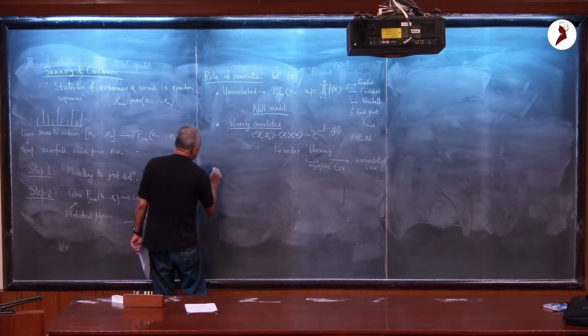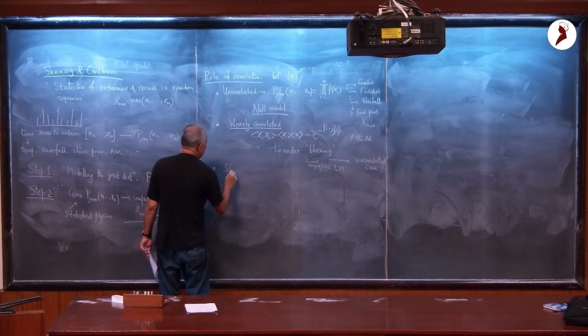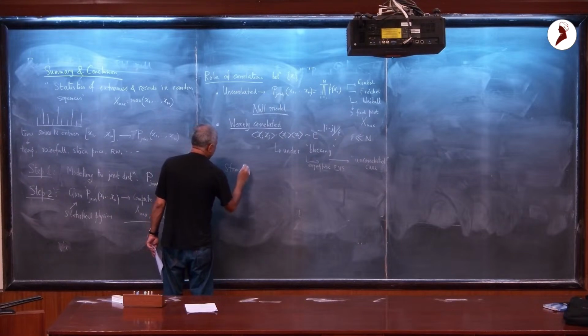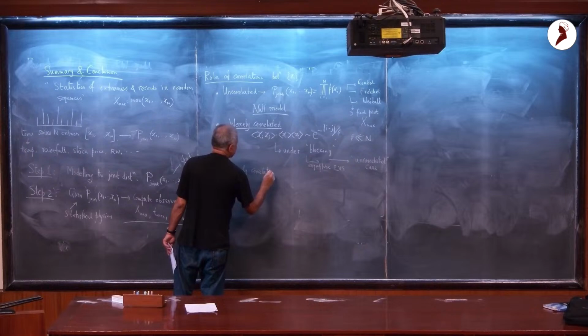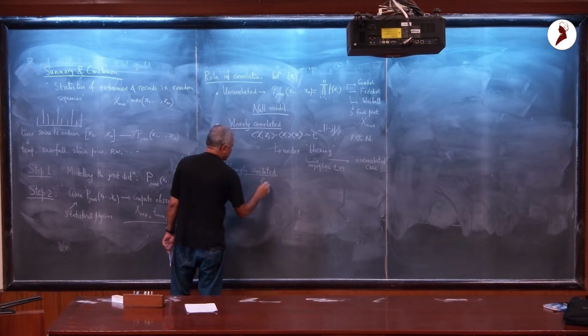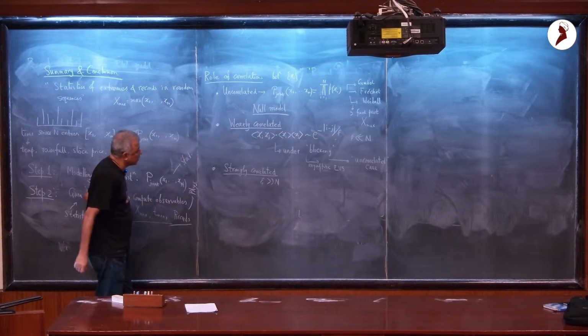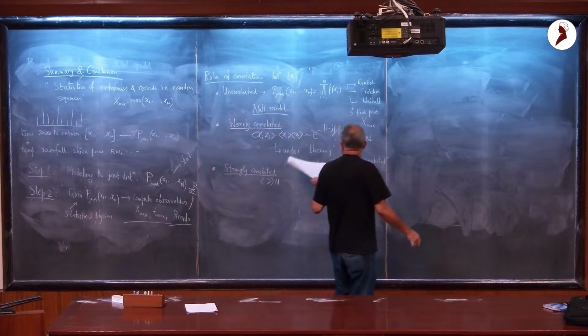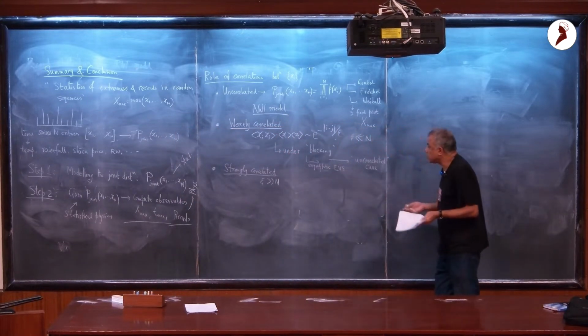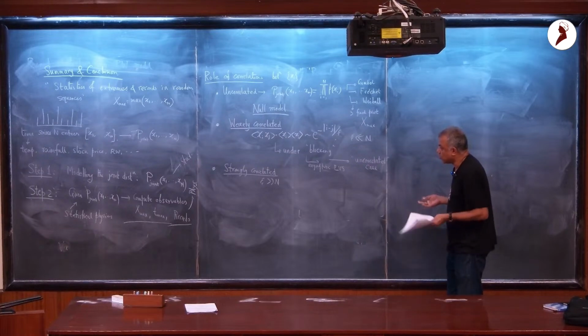And then finally, the third thing was the strongly correlated case, where this correlation length is much, much bigger than the system size. So they are very strongly correlated. And there, in general, we don't have any general theory. What we have is a few models where you can actually compute exactly.